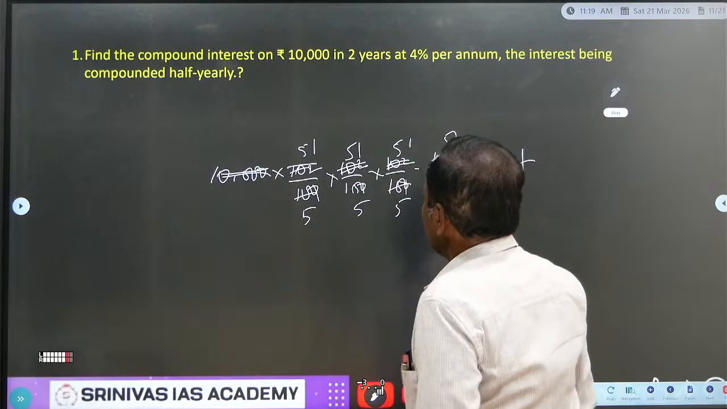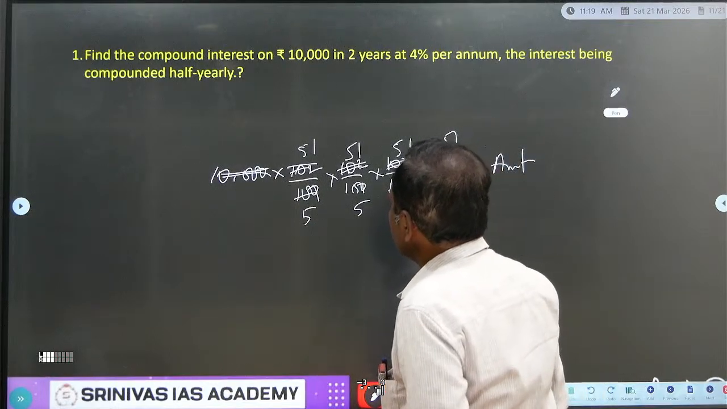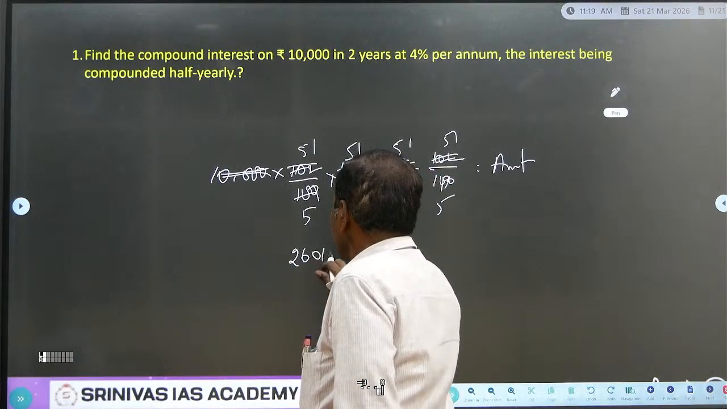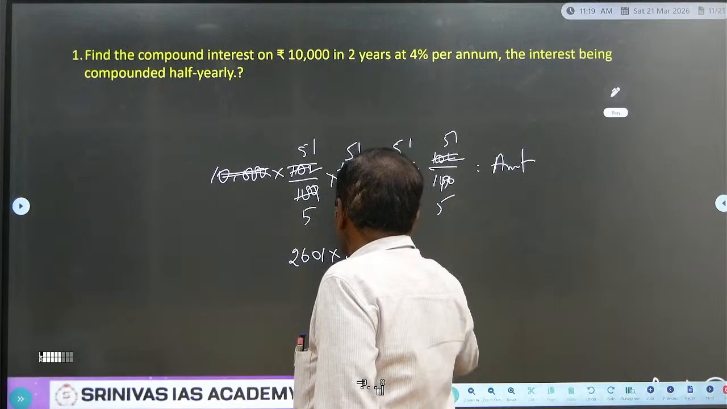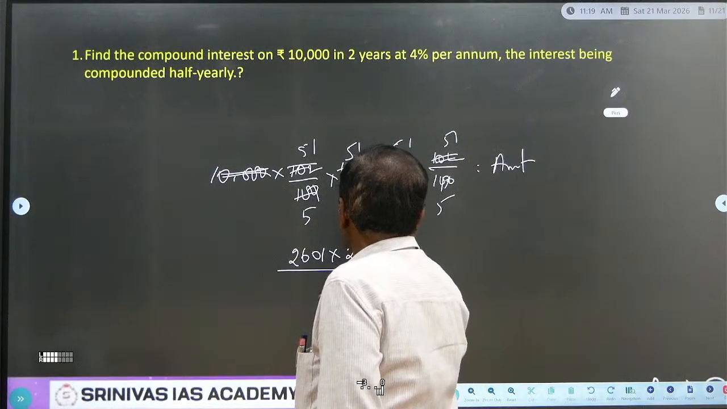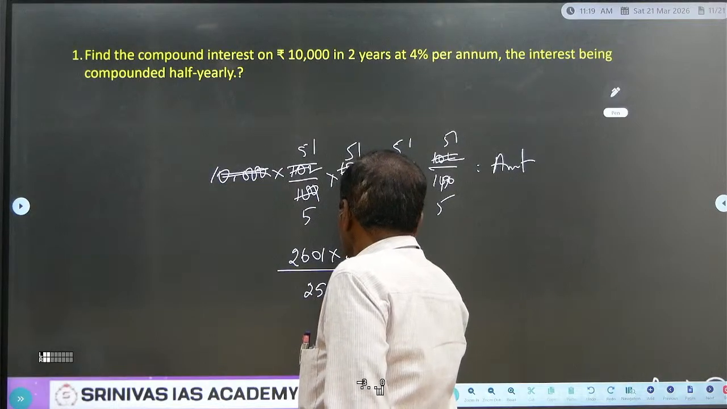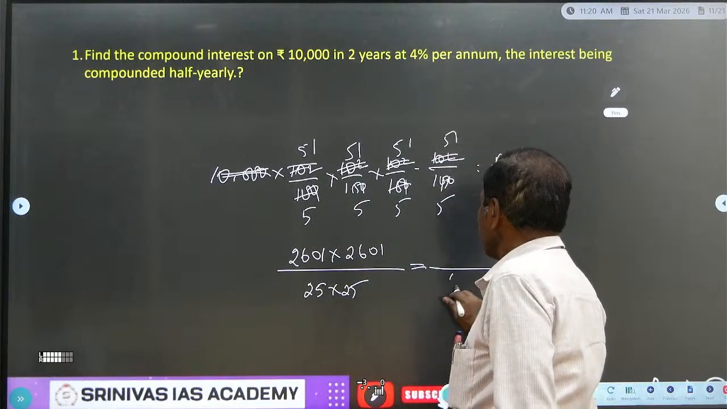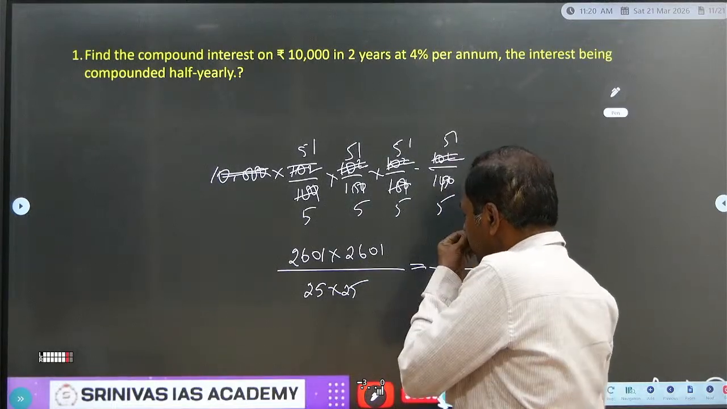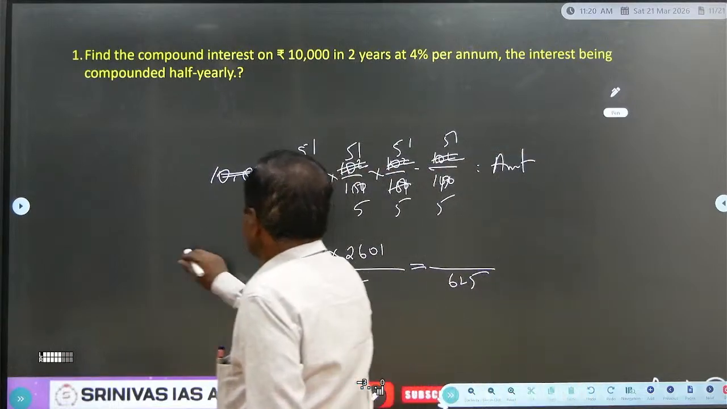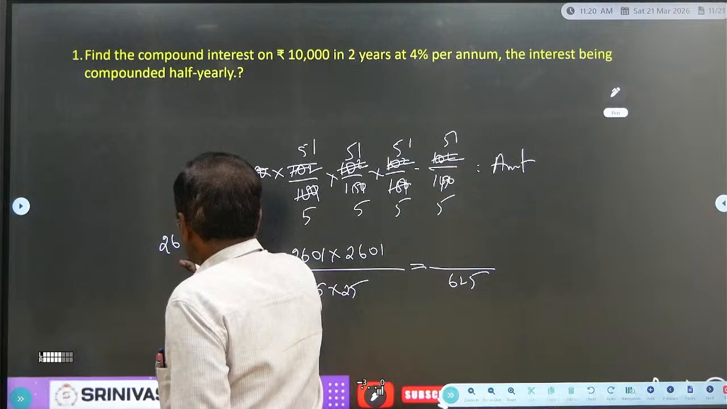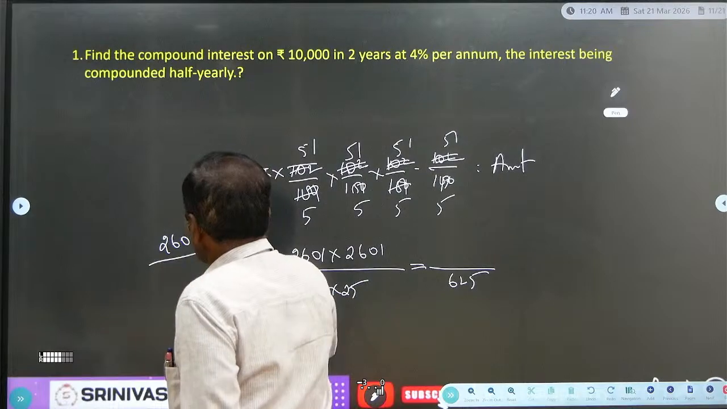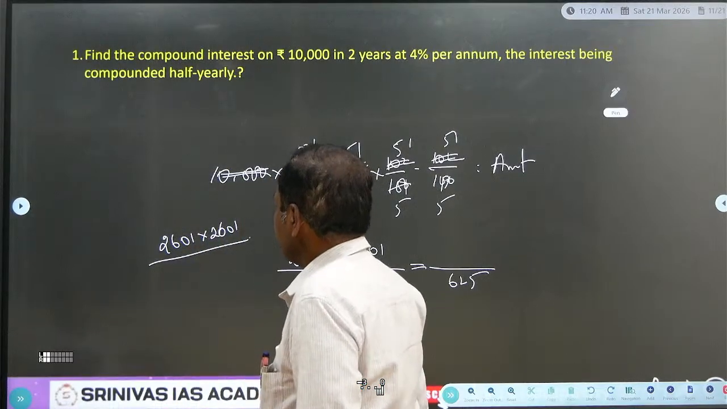Now see, 51 into 51. 51 square is how much? 2,601 into 2,601 divided by 25 into 25. How much will it happen? You have to see that. This becomes 625. 2,601 into 2,601, how much? How do you calculate? Calculate and tell me now.